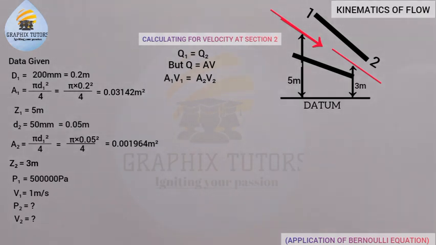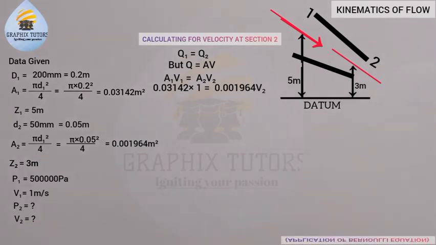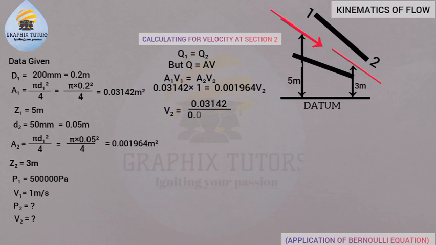Now if I input my parameters here, my A1 is given as 0.03142 times the velocity at section 1, which is 1, equals the area at section 2, which is 0.001964, right? Multiplied by the velocity at section 2. Is that okay now? So from what we have here, we will now make our velocity at section 2 the subject of the formula. So it will be 0.03142 times 1, which will still give you 0.03142, divided by 0.00196, right? So this is my velocity at section 2.